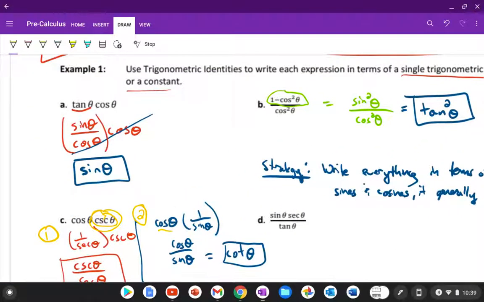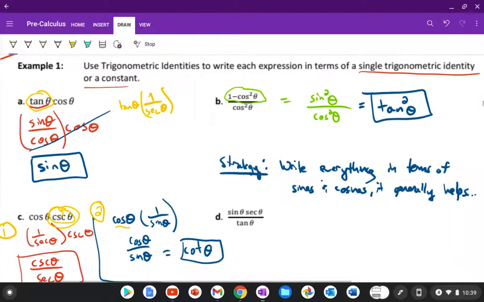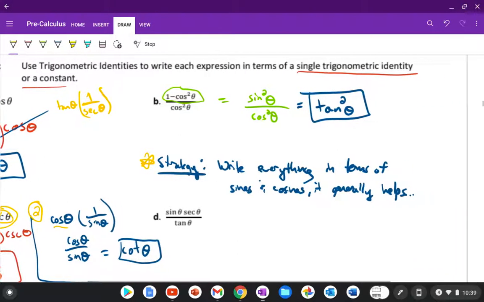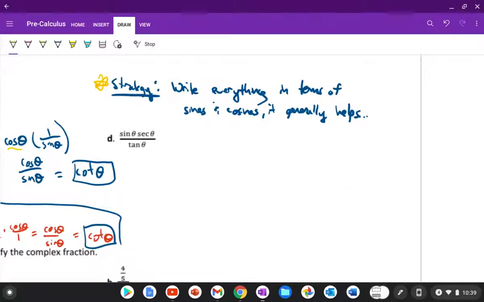Same with this first problem. You can see here I changed tangent to sines and cosines, and that made it really easy to solve. If I had changed cosine to something else like 1 over secant of theta, that would have made things a lot more challenging for me and would have been more steps to solve it. So as this general strategy, you might want to make note of that. All right, so with that in mind, let's go ahead and do that for the next one.